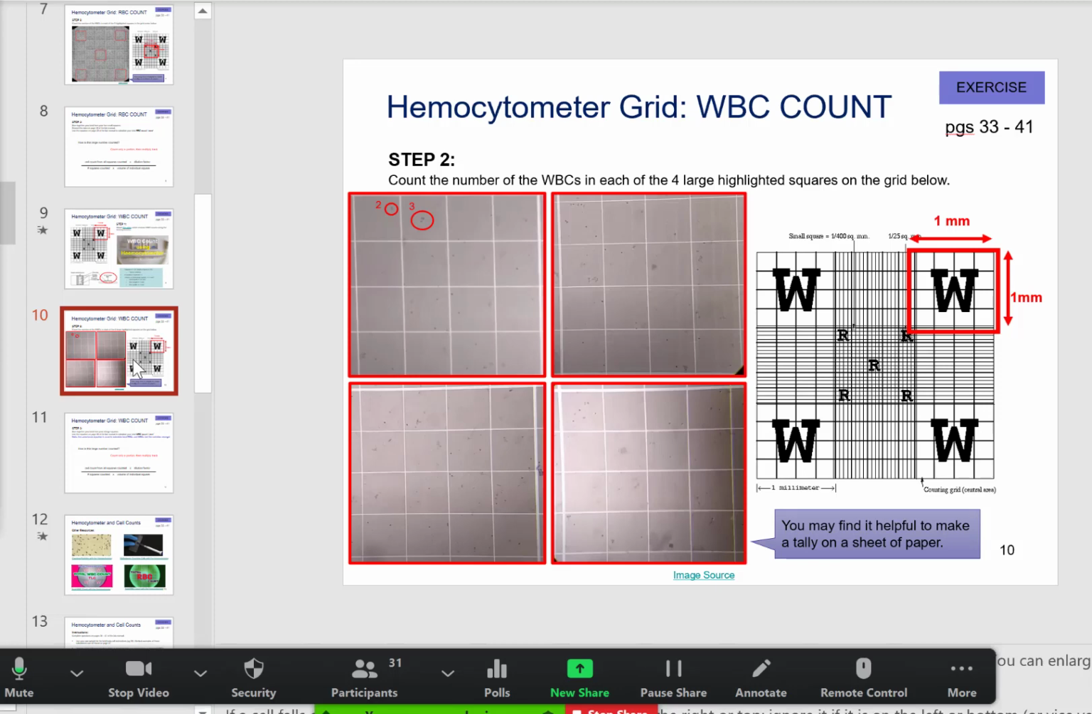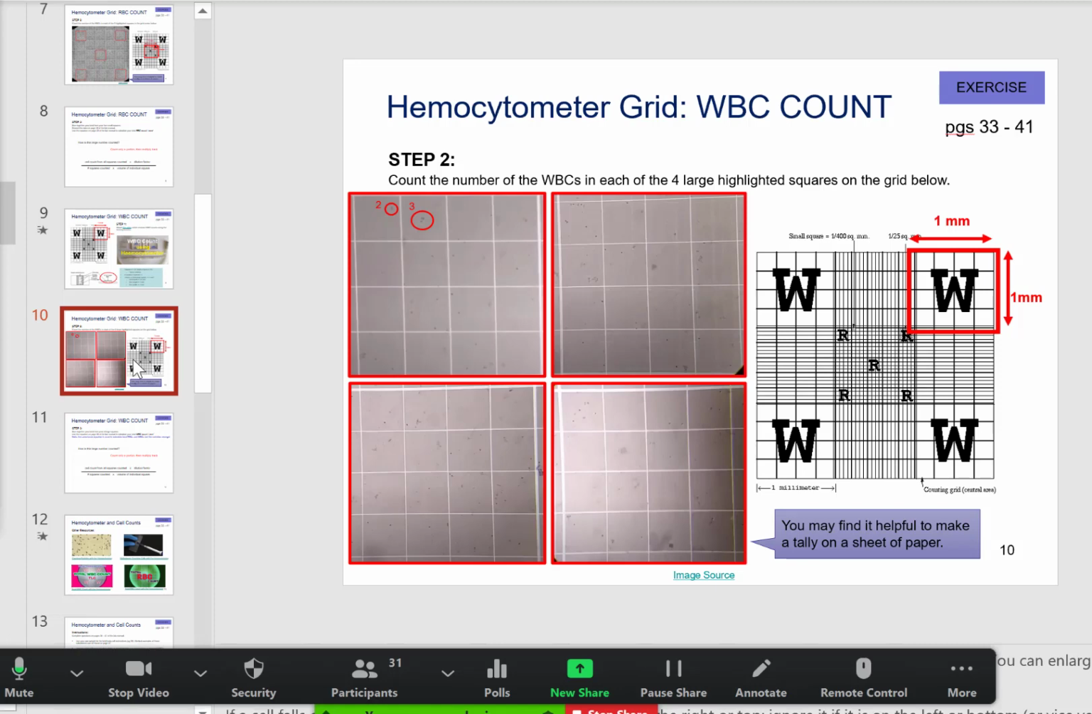And Turk's solution does 2 different things for us. It is going to, 1, lyse the red blood cells. It's not isotonic to red blood cells. So the red blood cells will be lysed, and that means they're going to be out of our way. And the Turk's solution is going to also, secondly, stain the nuclei of the white blood cells, so it makes it easier to see.